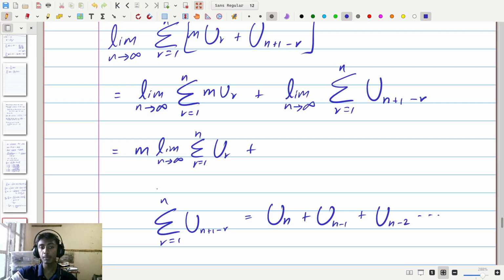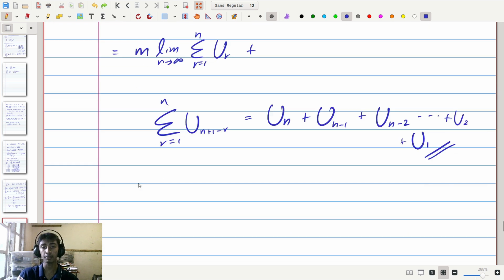And for the final terms, u of n plus 1 minus r when r is equal to n minus 1 is going to be u of 2. So we have plus u of 2. And finally, when r is equal to n, we're going to have u of n plus 1 minus n, which is u of 1. So we can see we have all the terms u of n minus 1, u of n minus 2, and so on, all the way down to u of 1. Which means this sum is identical to the sum from r equals 1 up to n of u of r.